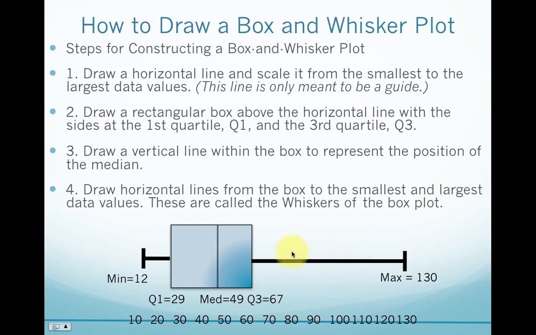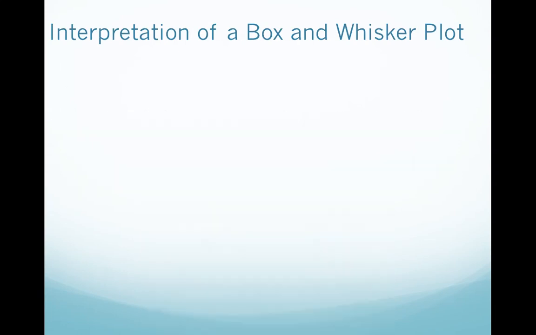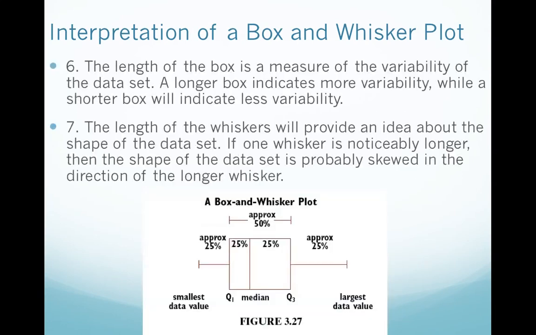If the same kind of length whisker appeared on the left-hand side while the right-hand side were short, it would mean that the distribution was skewed left. If they're both the same size, it would represent a symmetrical distribution. So if one whisker is noticeably longer, the shape of the data set is probably skewed in the direction of the longer whisker, skewed right or skewed left, depending on whether the whisker is longer on the right or the left.